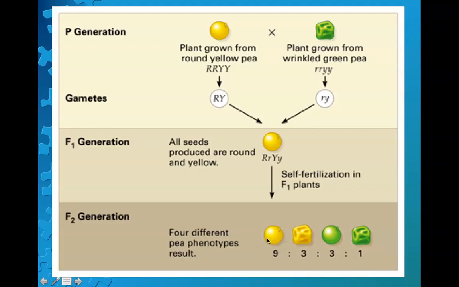Okay, 9 individuals who are dominant for both, 3 that are dominant for the yellow but recessive for the wrinkled, another 3 that are dominant for the round but recessive for the green, and then 1 individual who's recessive for both.